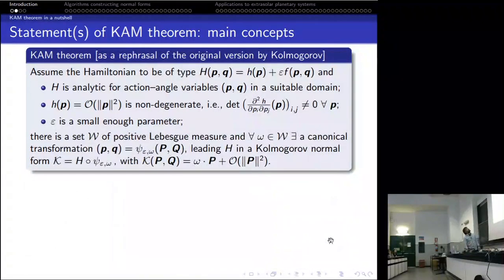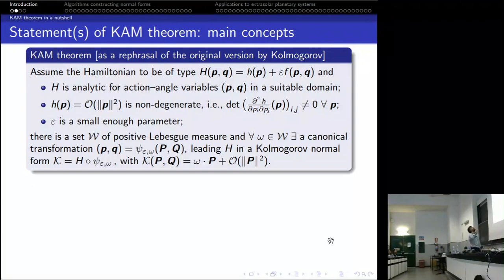Okay? Let me rephrase the statement a bit in this way. What I've done is for pedagogical reasons, because you'll see more and more hypotheses disappear in the statements of the KAM theorem I'll show to you. I'll not do any proof of the KAM theorem, okay, but I'll extract what is most useful, in my personal opinion, to implement applications.